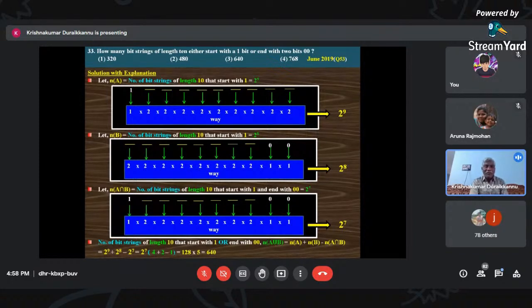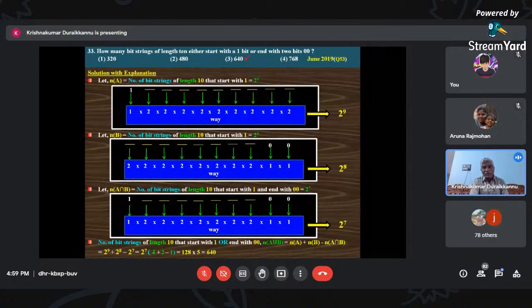Anyway, you can solve it either that way, or you can expand the full value: 2 power 9 plus 2 power 8 minus 2 power 7. 2 power 5 is 32, 6 is 64, 7 is 128, 8 is 256, 9 is 512. We can apply the values and get it. So 128 into 5 is 640.